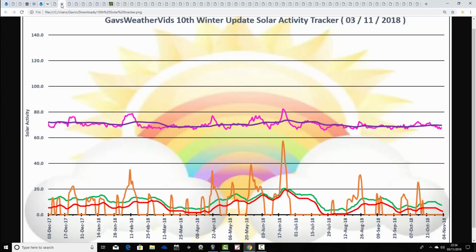This is the Gazov's 10th winter update solar activity tracker, updated up to the 3rd of November.